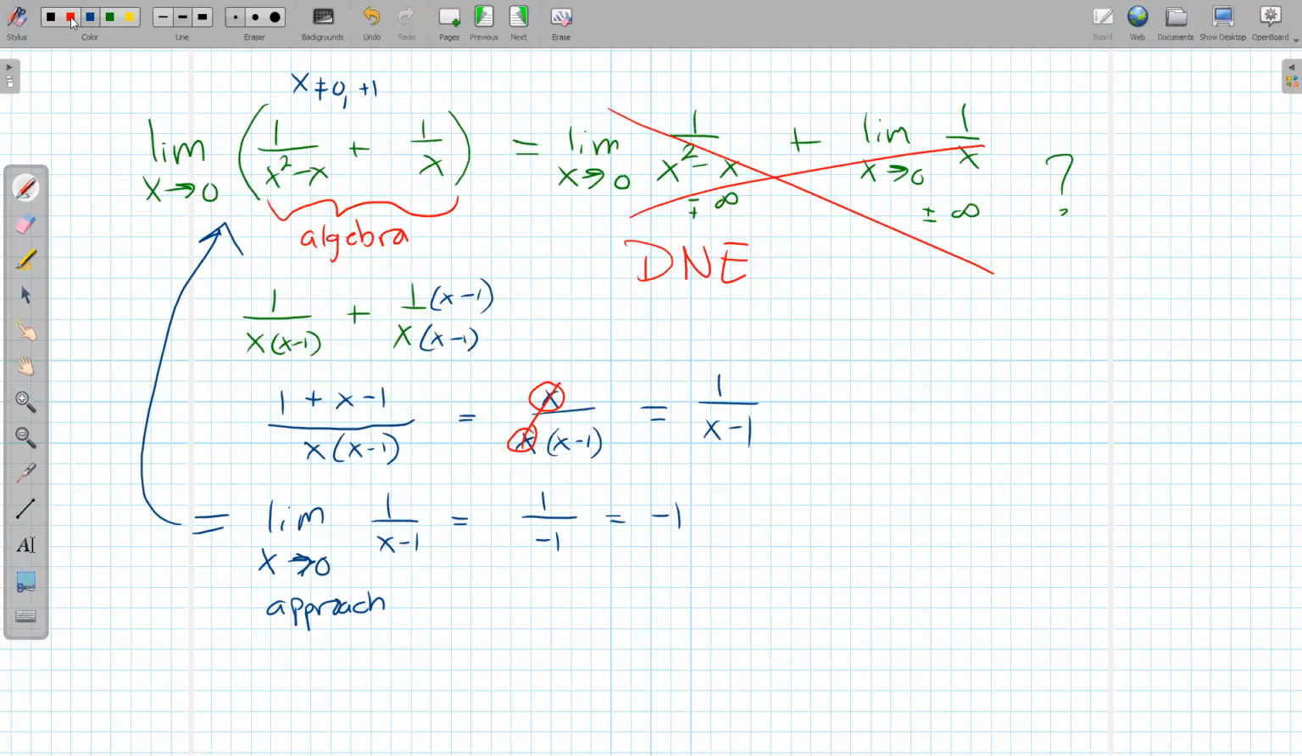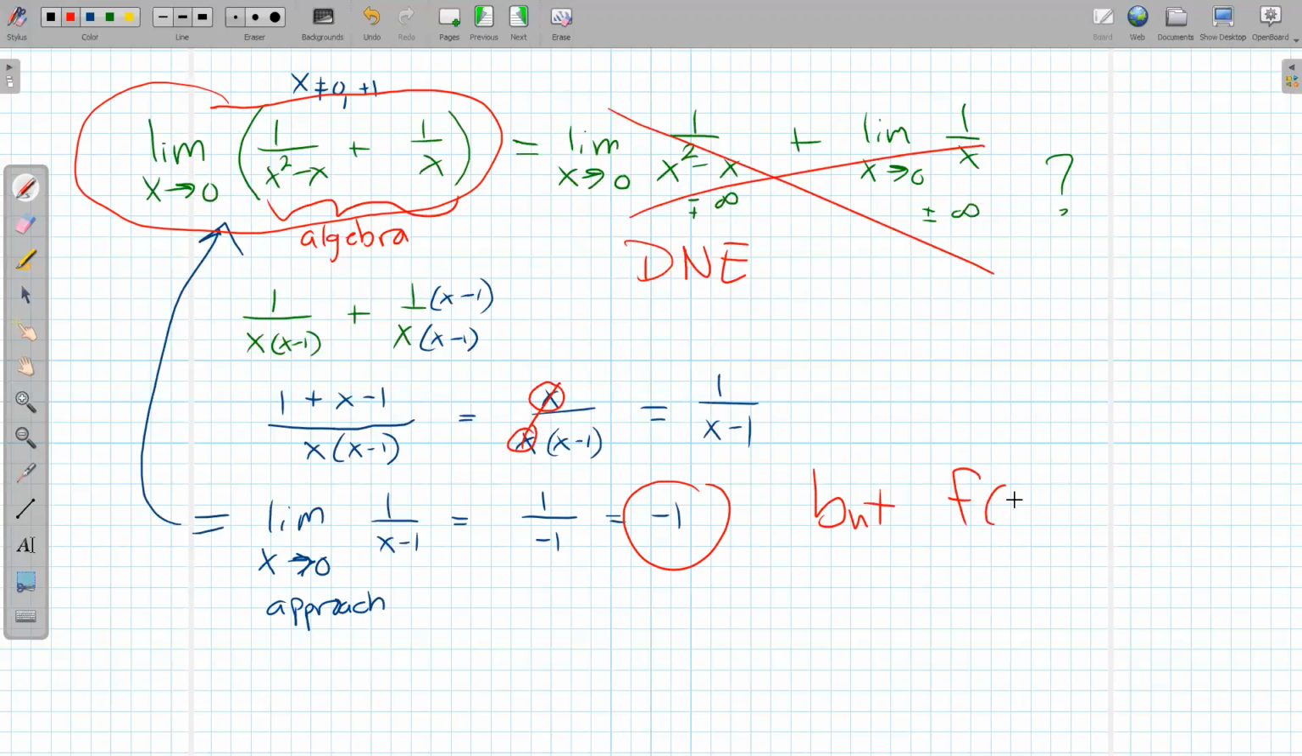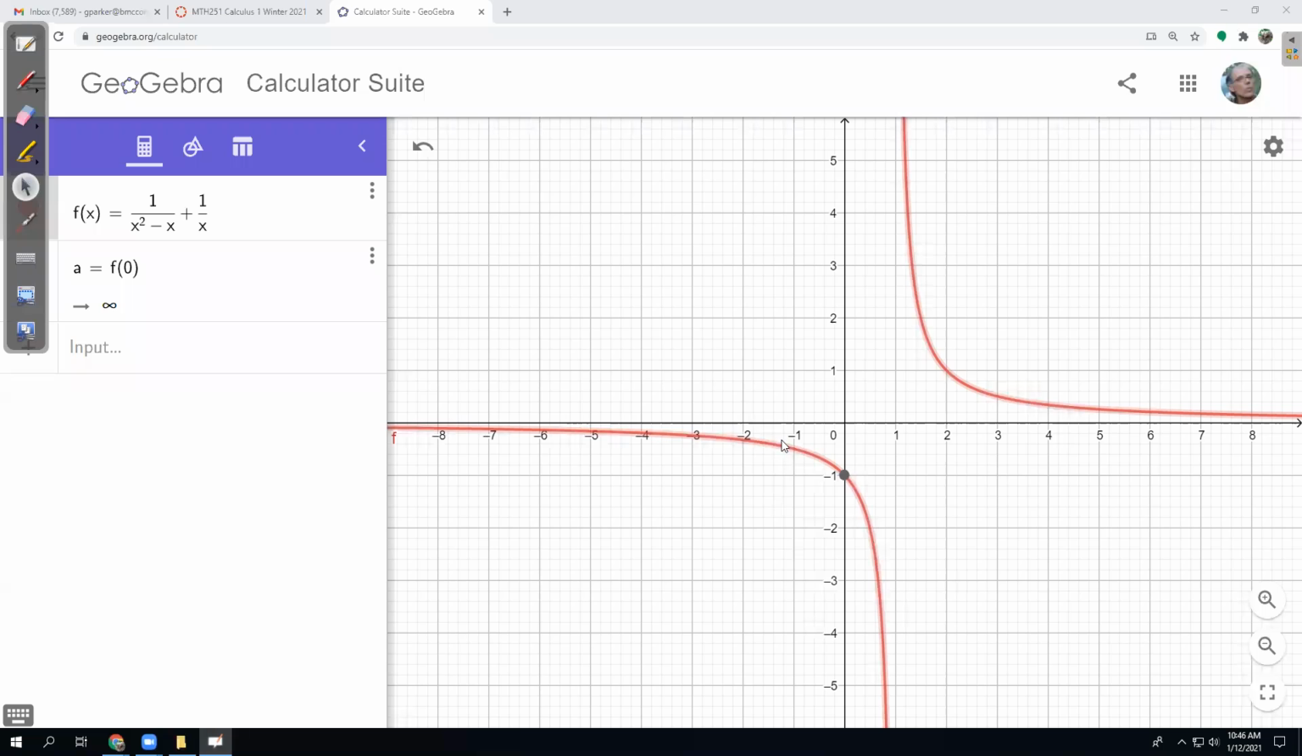Now, I just want to be clear about something. We've just shown that the limit of this right here is -1. But f of 0 does not exist. There is no point on this function when x equals 0, even though the limit exists. And graphically, the graph is just showing us, yeah, if you approach from the left, y will come to -1. If you approach from the right, y will come to -1.